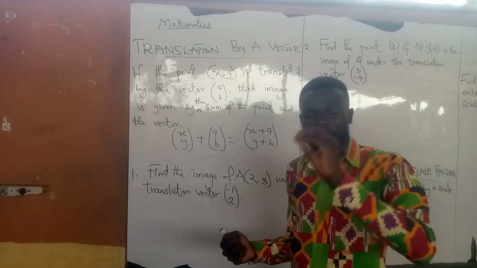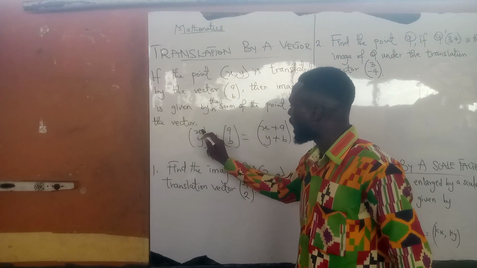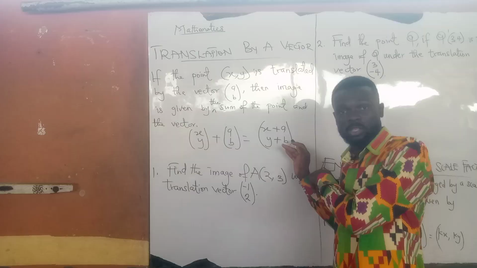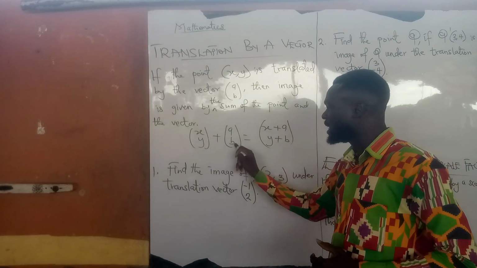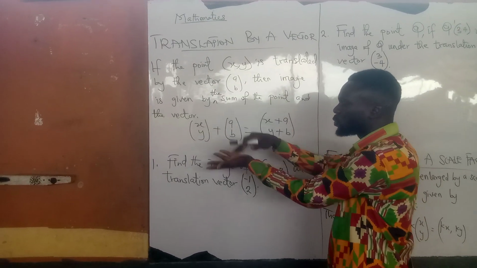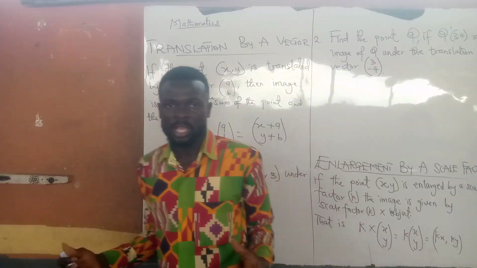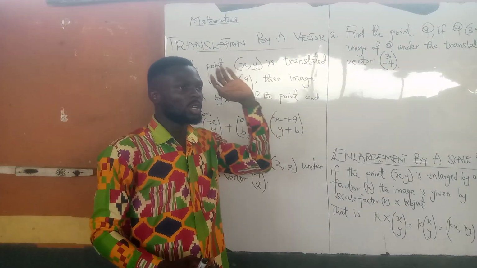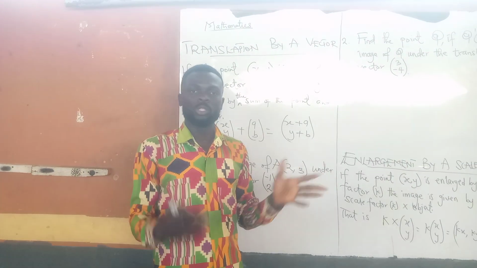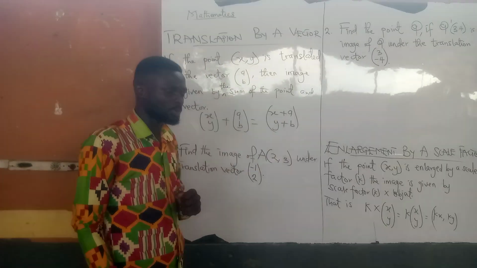And when we're looking at vectors, we did addition and subtraction of vectors. So we are going to add x plus a, giving you x plus a, sorry. Then y plus b, giving you y plus b. So remember that these x, y, a, b are variables. We just have numbers that we are going to deal with. So the main idea is when you are translating a point by a vector, you add the point to the vector. So let's take an example.